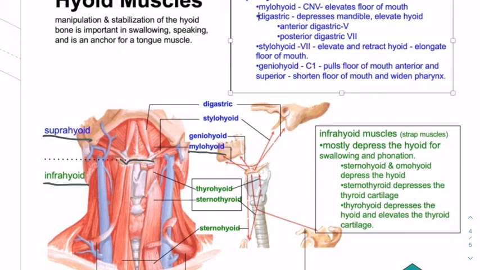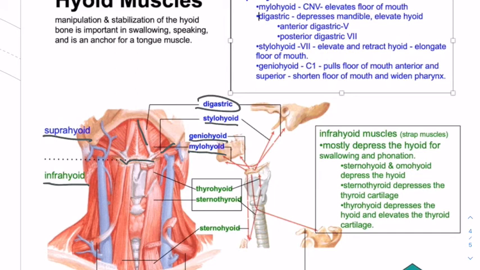We have the stylohyoid, which elevates and retracts the hyoid. We have the geniohyoid, which pulls the floor of the mouth anteriorly and superiorly. Then the digastric is special because we have a superior anterior and posterior belly, and they are responsible for depressing the mandible and elevating the hyoid.